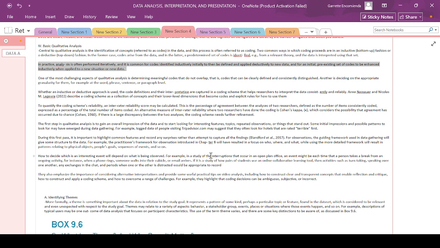And for an initial pre-existing set of codes to be enhanced inductively when applied to a new situation or new data. And then if you have a pre-existing set of codes or categories, or deductive already, you can enhance it by doing inductive. So it's interrelated. For you to provide more categories, you do the inductive to discover new information. So it's kind of like zooming in and zooming out.